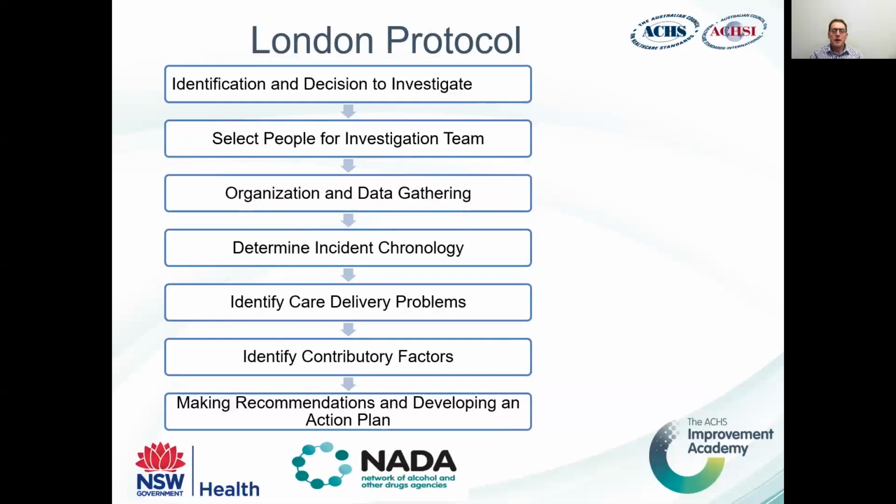All that data is pulled together to create an incident chronology, which is just a set of events that occurred related to the serious harm that happened, and that's a really important process. So when the report's produced, a cold reader who's not involved in the incident can really understand what occurred. From there, we identify the things that went wrong, so the care delivery problems and the contributory factors, and make recommendations and action plans based on those contributory factors.